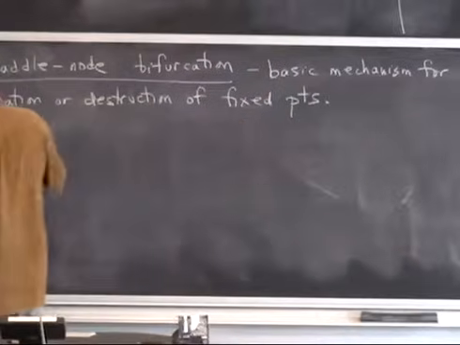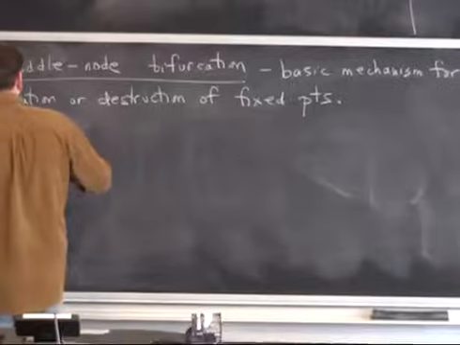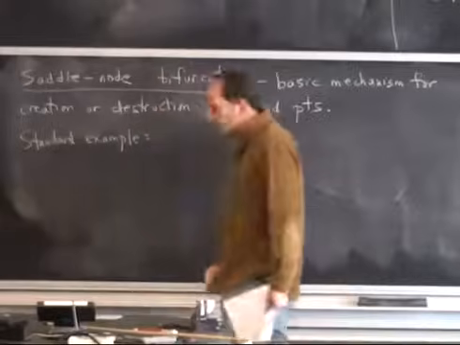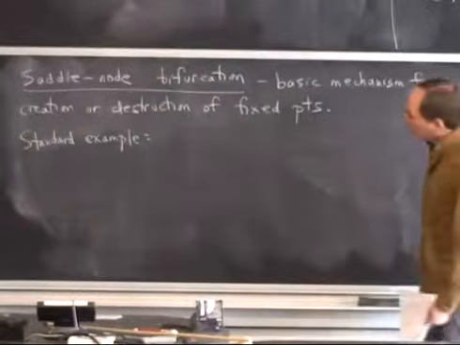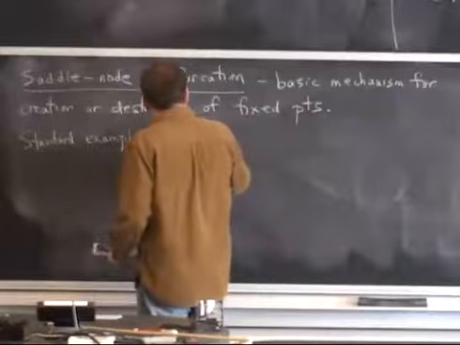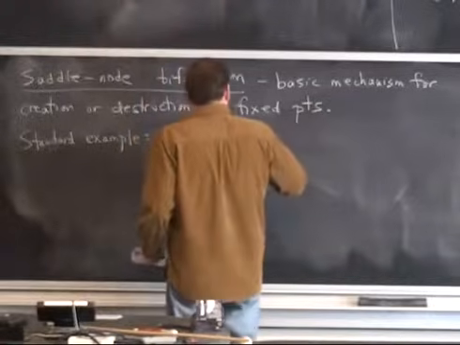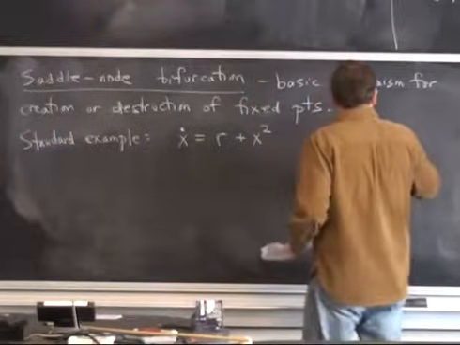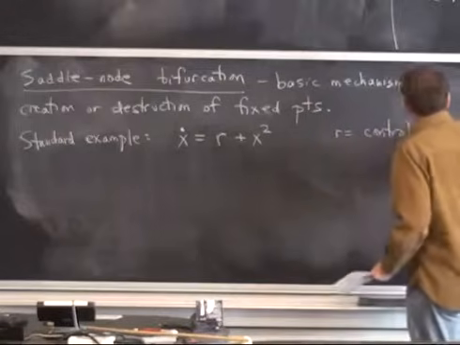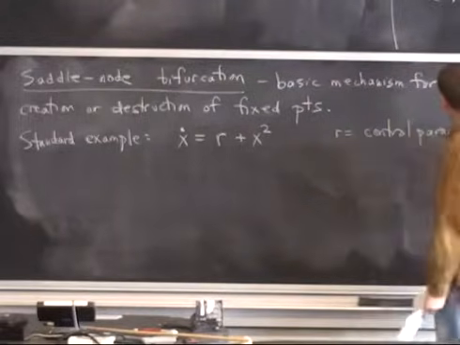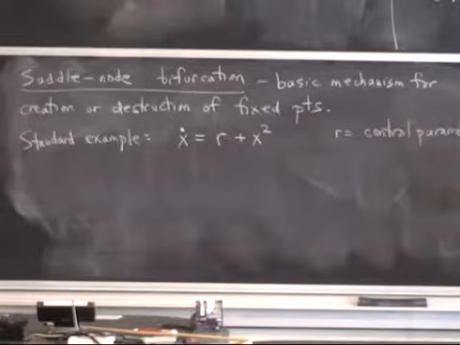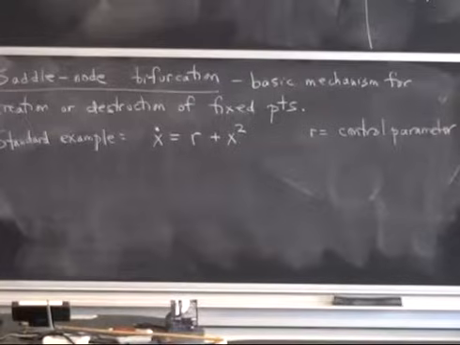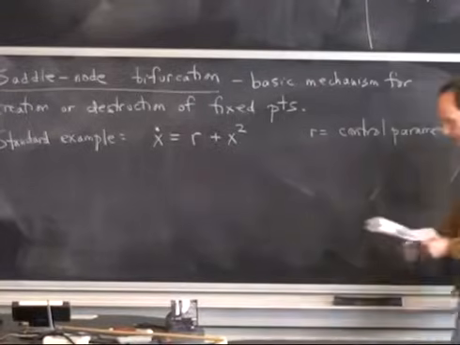And so here's a standard example. This is probably about the easiest system that has the phenomenon in it. Let's look at x dot equals r plus x squared, where this r is what I'm thinking of as my control parameter. That is, if I'm an experimenter, r is the knob that I can turn by changing something in my apparatus or whatever. So I have control on r, and now I want to watch how my system behaves.